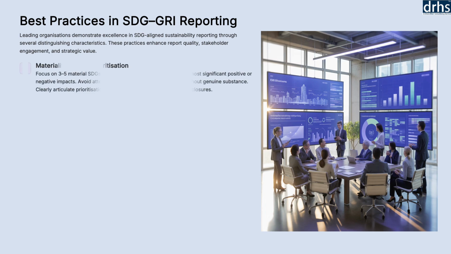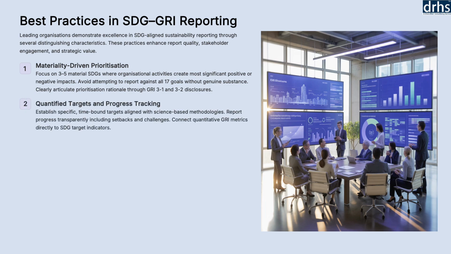1. Materiality-driven prioritization. Effective SDG, GRI reporting begins with rigorous materiality assessment. Organizations should prioritize a focused set of SDGs based on impact significance and financial relevance, rather than referencing all 17 goals. Using the GRI materiality process ensures disclosures reflect genuine impacts on people and the environment, avoiding SDG washing and aligning resources with areas of highest contribution.